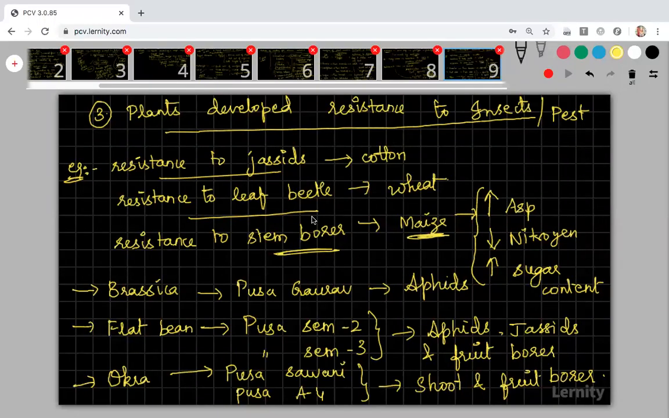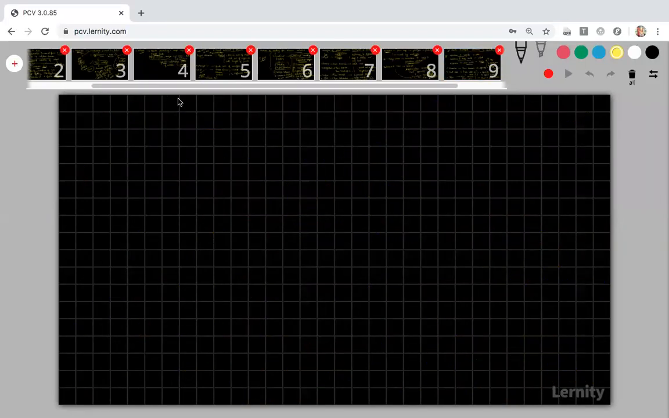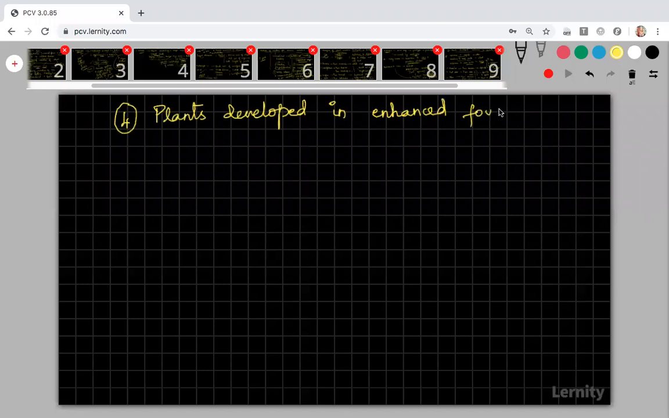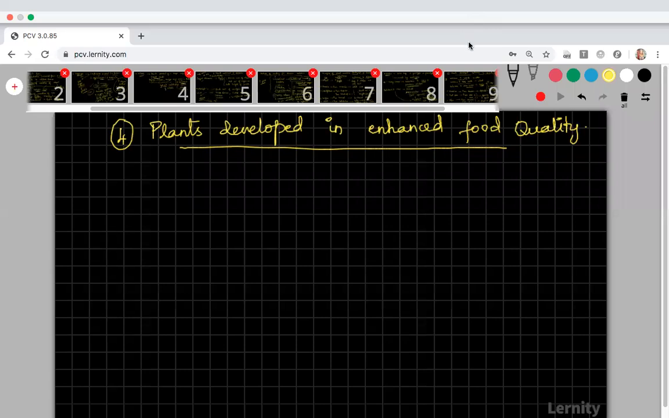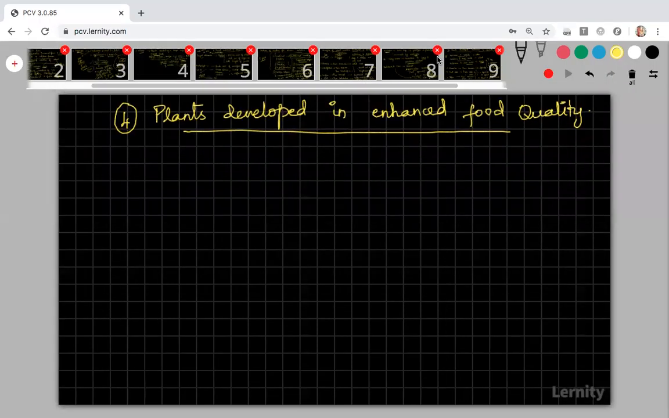Fine. The last application of plant breeding that we are going to see is how plant varieties can be developed with enhanced food quality. I gave you one name for this enhanced nutrient quality. Can you tell me the name of the process, students? Already I have discussed this. If the protein content, vitamin content, mineral content is increased in the crop plant, what is that process called?